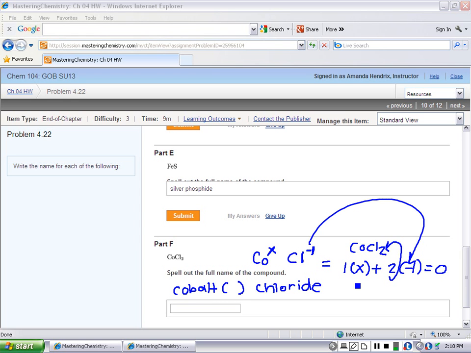Okay, so our X is going to have to be equal to 2. 2 minus 2 equals 0. So we would say cobalt, Roman numeral 2, chloride.